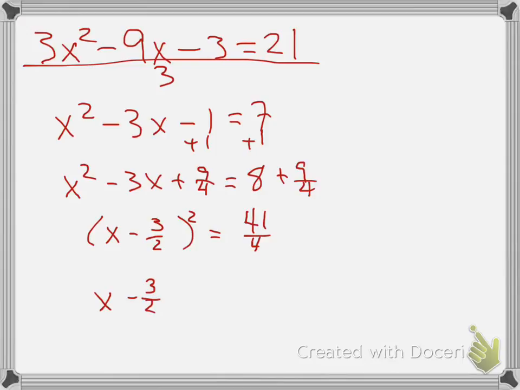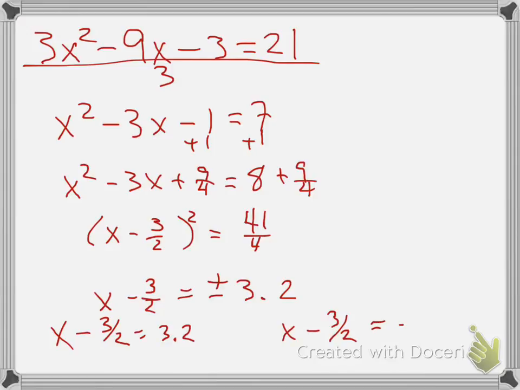It's okay. You're still doing the same steps. You want to approximate that 41/4 is about 10.25, and once you type in the square root, the calculator is automatically going to give you a decimal. Add 3/2 to both sides, which is really 1.5. And you get 4.7 and negative 1.7. And then you're done.